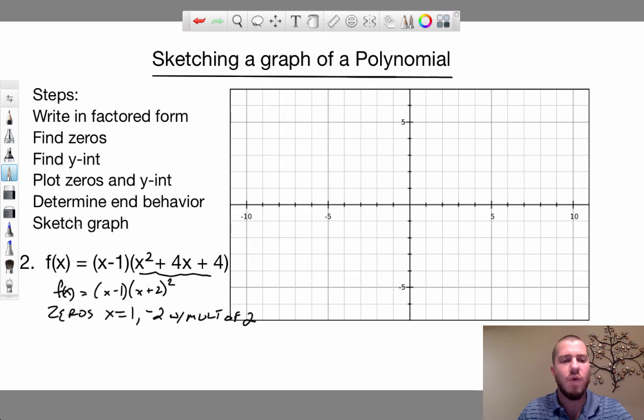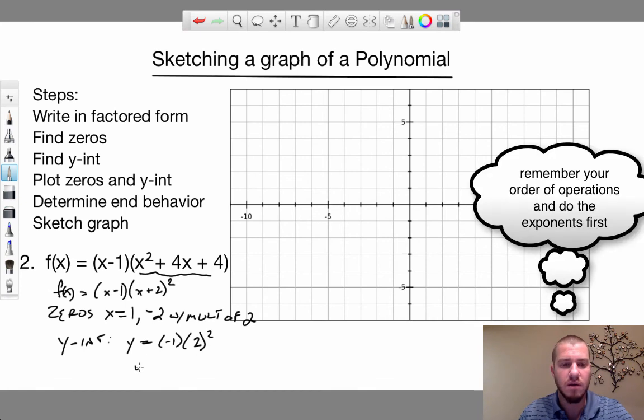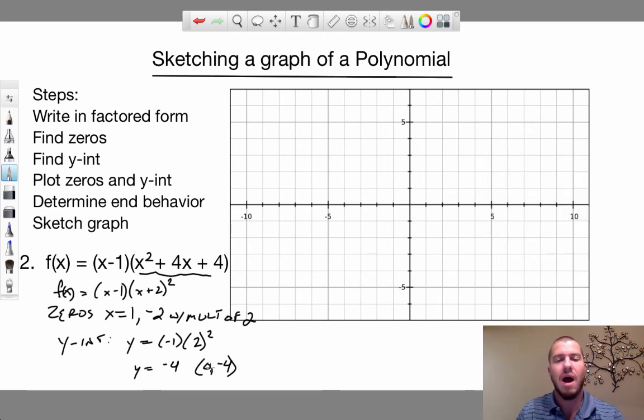And I have the y-intercept. I'm going to plug in 0. So I have y equals 0 minus 1. And then I can plug in 0 here in the factored form. That's going to be 2 squared. So 2 squared is 4 times -1 is -4. So my y-intercept is (0, -4). Remember, I plugged in the 0 for x, so that's the x value of the y-intercept.